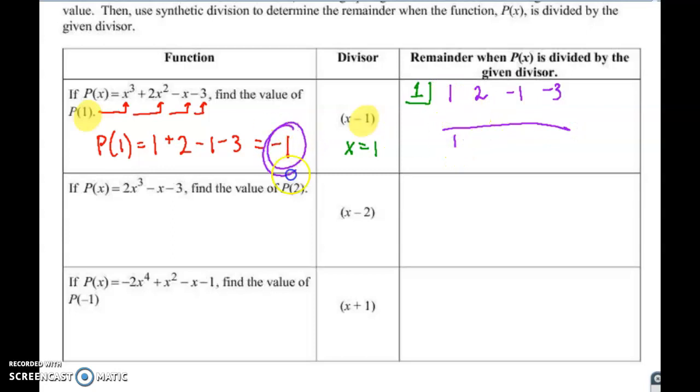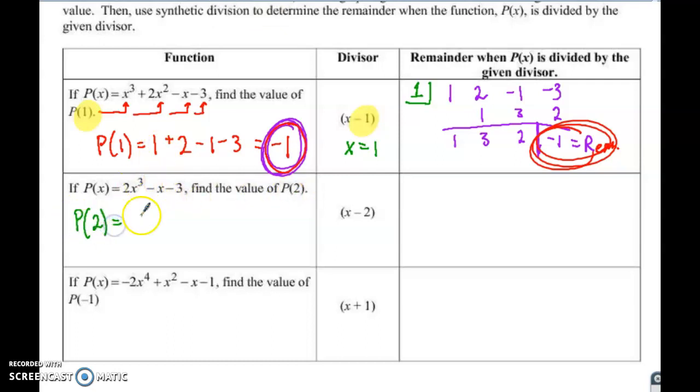I guess I should have circled this answer. That was your answer when we plugged in 1. Multiply, add, multiply, add, multiply, add. What do you notice about your remainder in this problem? Your remainder is equal to the value at that point. So do you think that'll keep happening? Well, let's see. Let's try p of 2.